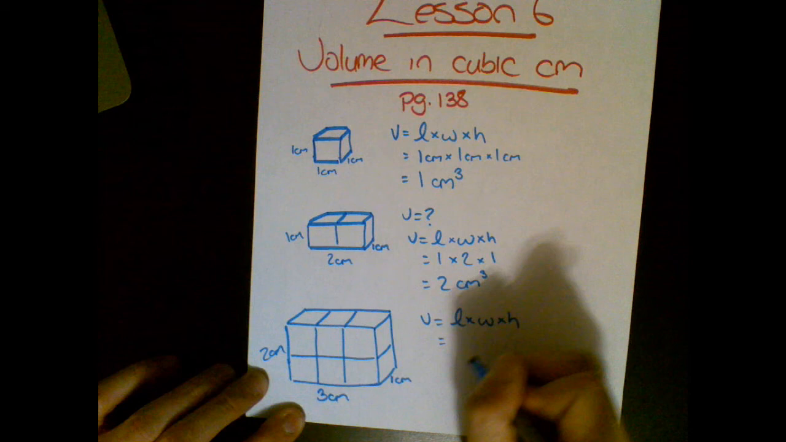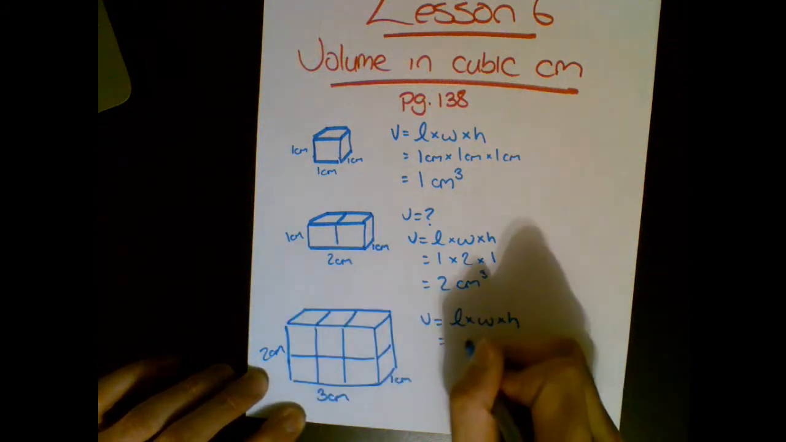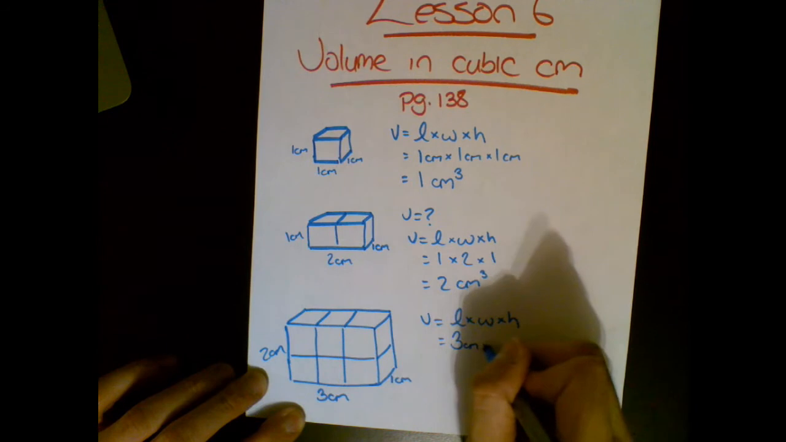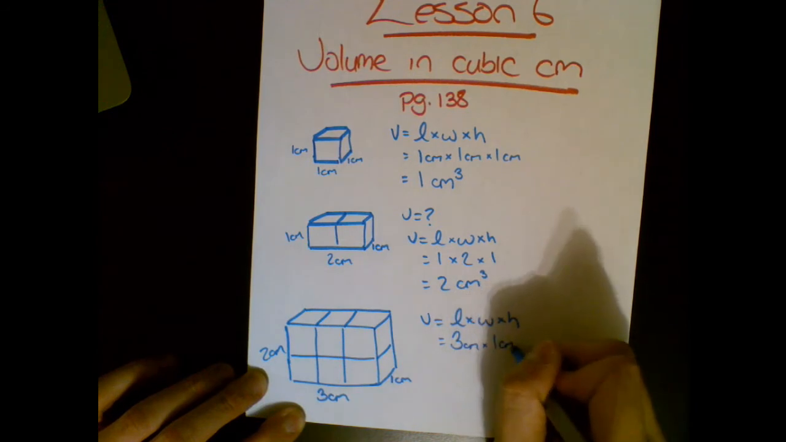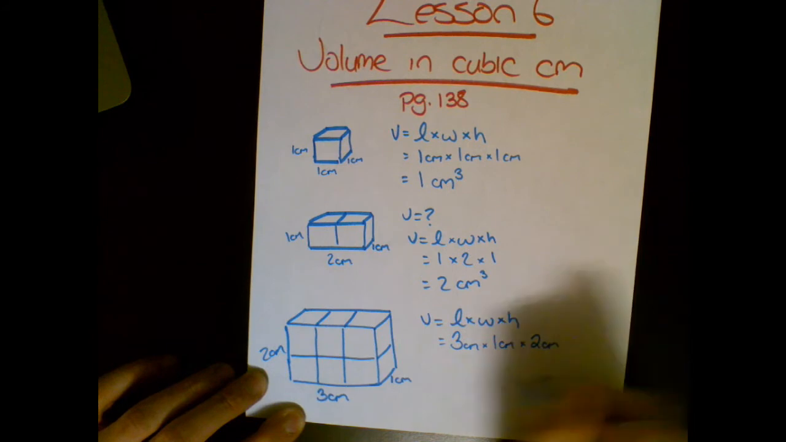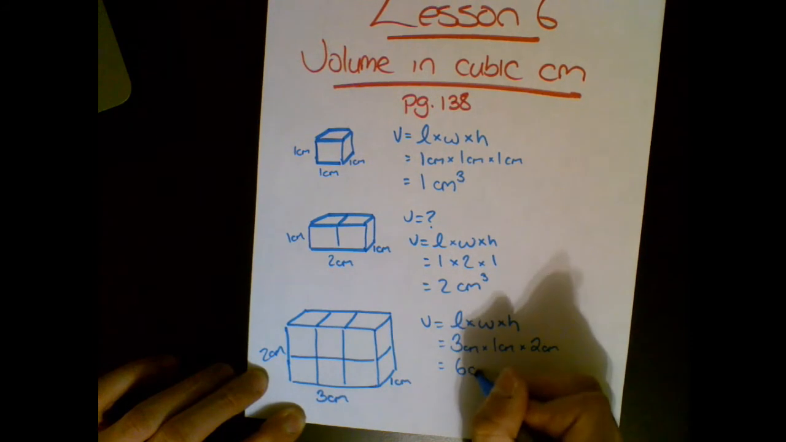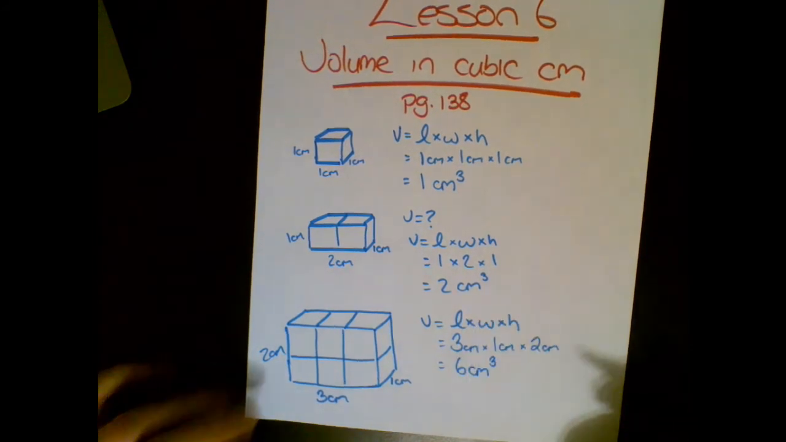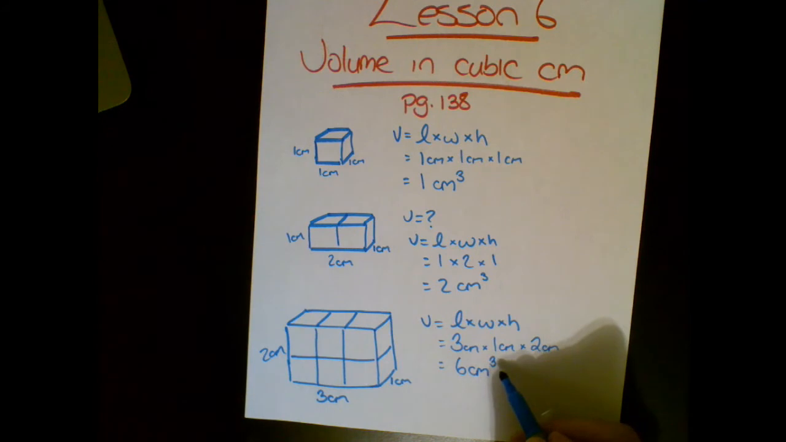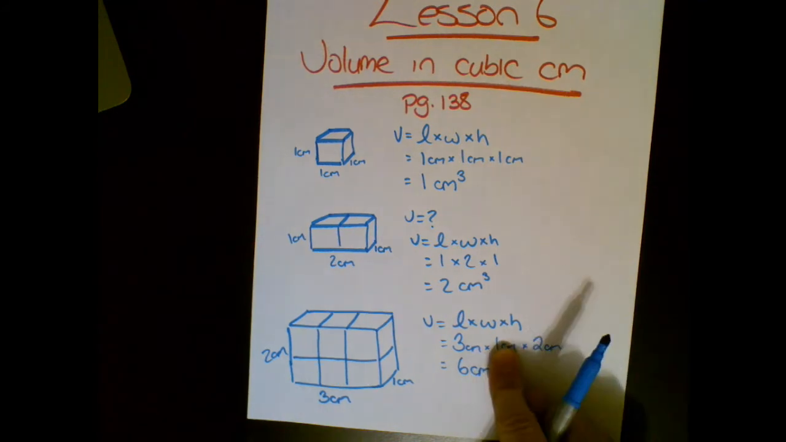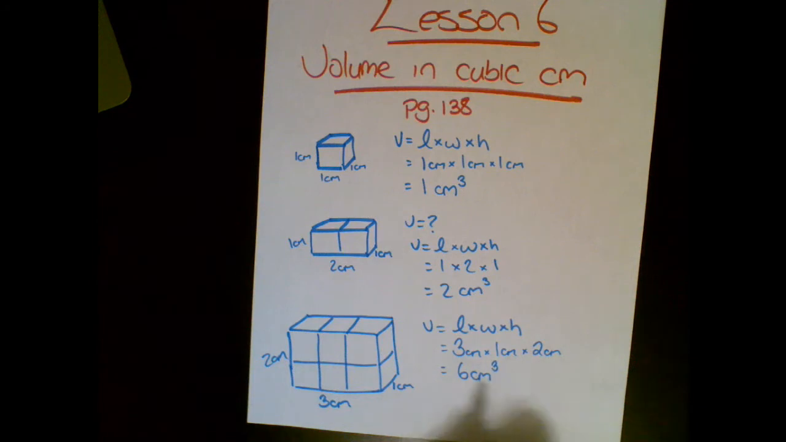So this is definitely not my length, so I'll go 3 centimeters times 1 centimeter times 2 centimeters, which gives me 3 times 1 times 2 is 6 centimeters cubed. If you forget that cubed part, it's wrong. The measurement of volume is not 6 centimeters, it's 6 centimeters cubed. With a shape like this, it's nice and easy to check. Count 1, 2, 3, 4, 5, 6 centimeters cubed. Done deal. That's the baseline.